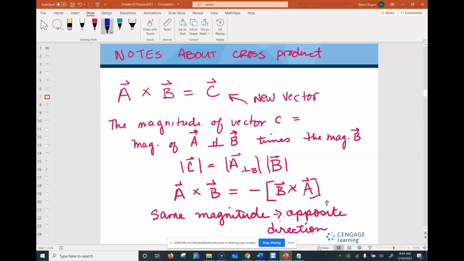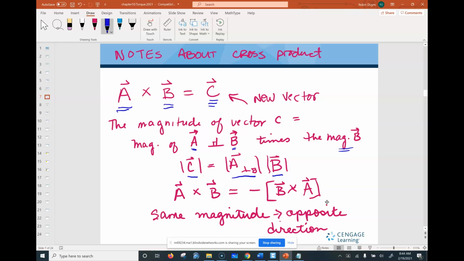All right, so a couple notes about the cross product. We can write that vector A crossed with vector B is going to give us some new vector. Now the magnitude of this new vector is the magnitude of vector A perpendicular to B times the magnitude of B. So again, if we say A perpendicular to B times the magnitude of B, that is going to give us the magnitude of vector C.